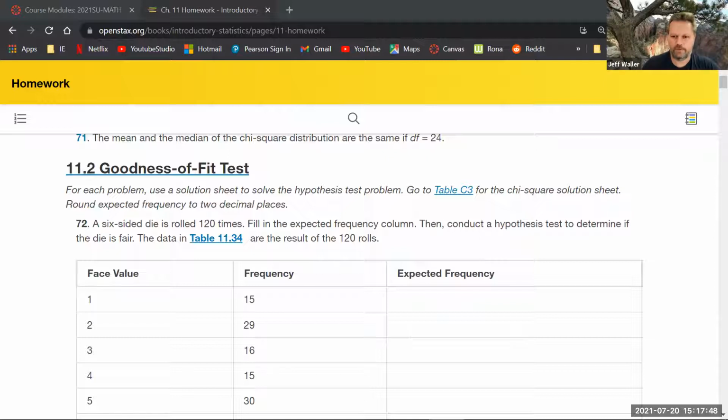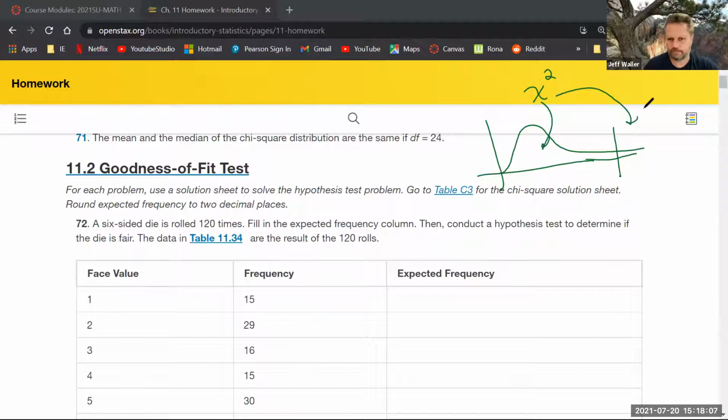What were those two steps again? What I just said. So it's looking up the chi-square on the chart to figure out how far you've got to get, and then calculate chi-square to see where it falls. So this one comes from the chart, and this one comes from the formula.